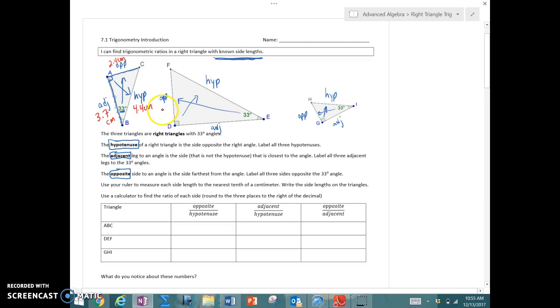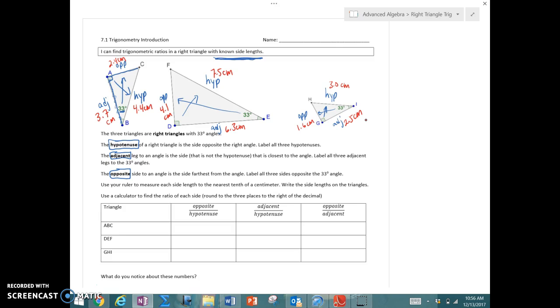In the second triangle, I got the opposite to be 4.1 centimeters. The hypotenuse to be 7.5 centimeters, and the adjacent to be 6.3 centimeters. And finally, in my third triangle, I got the hypotenuse is 3.0 centimeters, opposite was 1.6 centimeters, and the adjacent was 2.5 centimeters. So again, pause this for a minute, make sure you have everything that I have labeled in the top three triangles labeled on your paper as well.